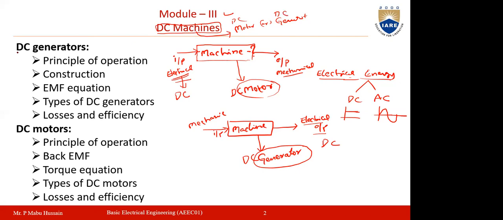In the first part, we are going to discuss the DC generator. In the second part, we are going to discuss the DC motors. In the DC generator, we are going to study the principle of operation, then the construction and the EMF equation, types of generators, losses and efficiency. In a similar way, in DC motors also, we will discuss the same.